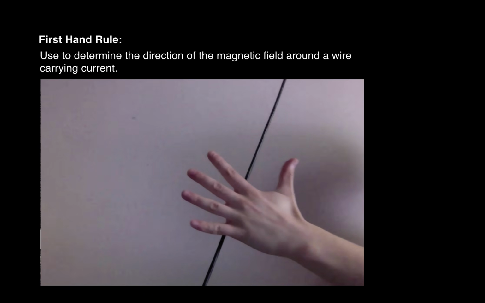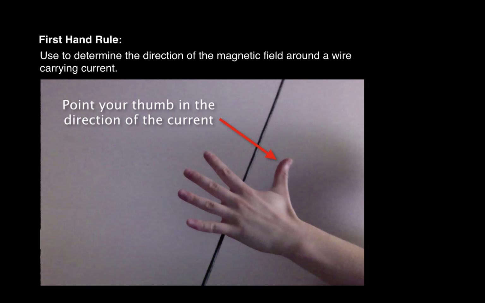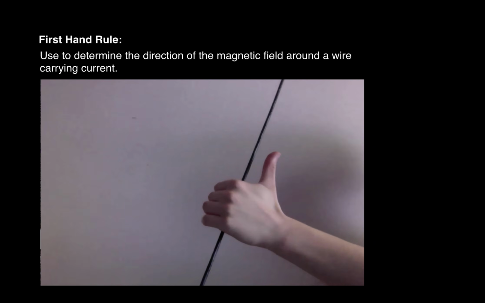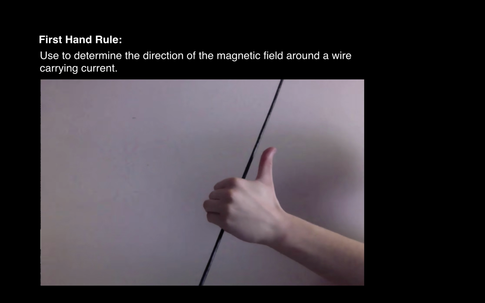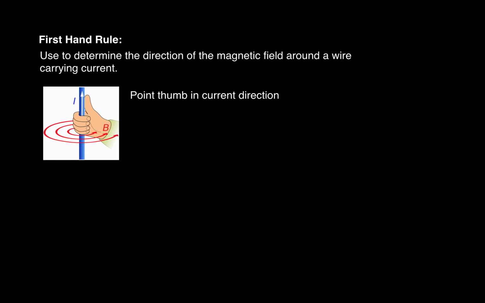The first hand rule is used to determine the direction of the magnetic field around a wire carrying a current. For the first hand rule, you point your thumb in the direction of the current through the wire. And then you wrap your fingers around the wire, and your fingers wrap in the direction of the magnetic field. So point your thumb in the current direction.